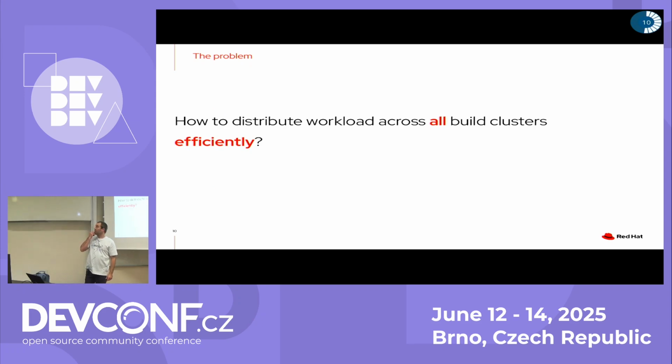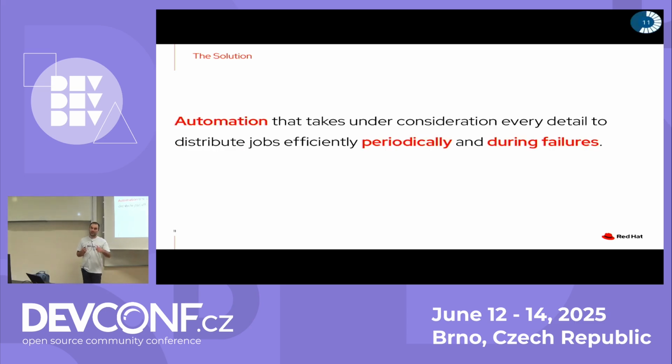So what is the problem that I would like to discuss today? The problem is how to distribute workload across all build clusters efficiently. And the solution, of course, as I noted in the previous slides, is automation that takes into consideration every detail. And in our case, it distributes jobs periodically and during failures, during outages. During outages, we have the possibility to detach the cluster, distribute the load, and live with it.